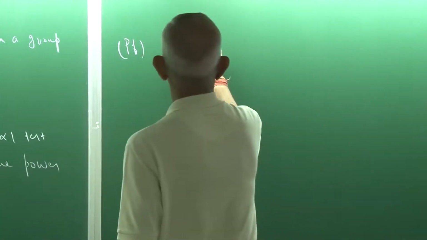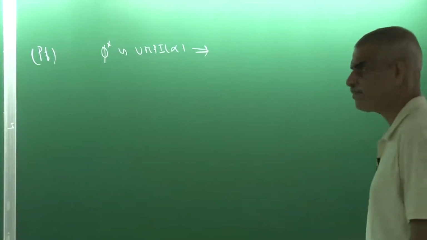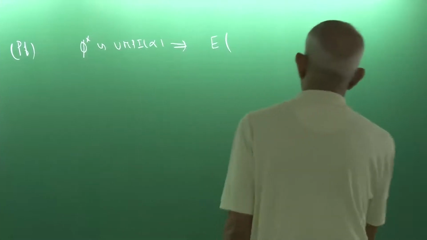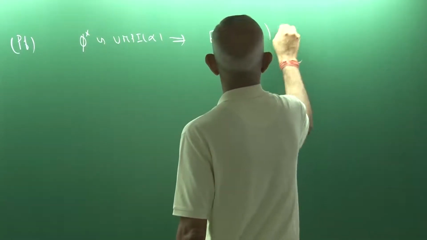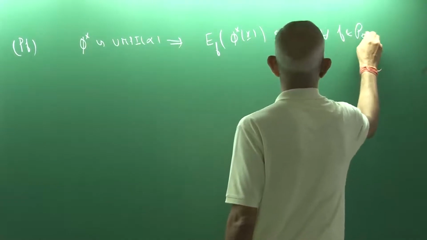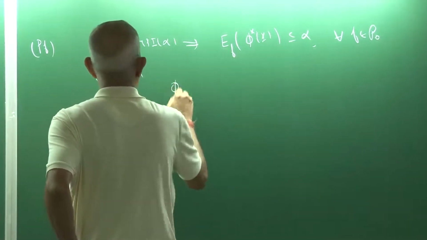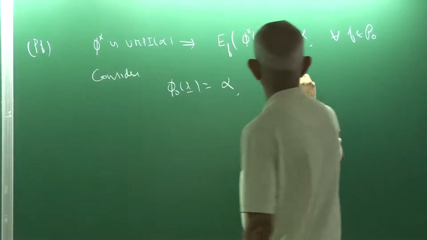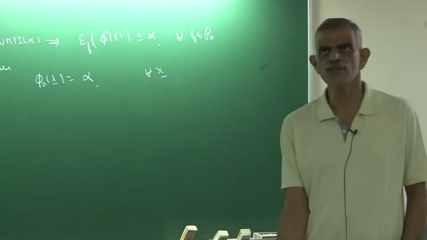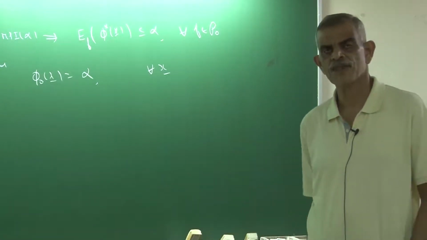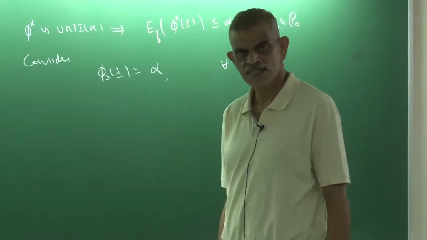Phi star is UMPI alpha. That means it has level alpha. So that means the expected value of f of phi star x would always be less than or equal to alpha for every f belonging to P0. Now consider the no data test which always rejects H0 with probability alpha for every x. So I consider a test phi naught, which is a randomized test, which irrespective of what observation you observe, always rejects H0 with probability alpha. Is this an invariant test? Certainly it does not depend on data. So phi naught of x is the same as phi naught of gx, which is the same as alpha.